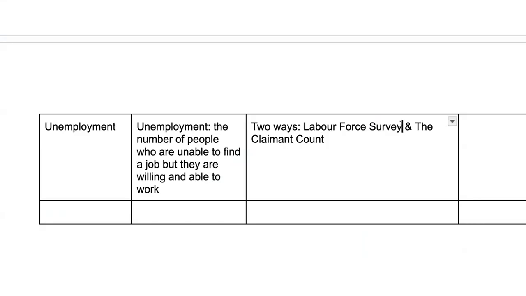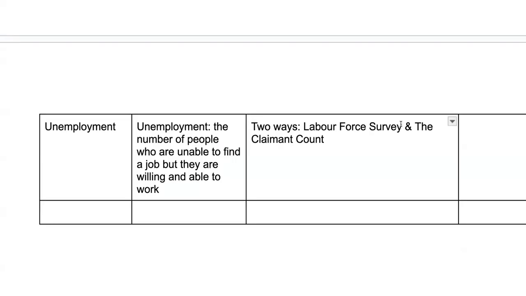That one's much easier. All they're doing is who's out there applying for unemployment benefits, like the job seekers allowance. They'll just count those people as unemployed. Whoever gets approved, they'll count those people as unemployed. It's nice and simple.